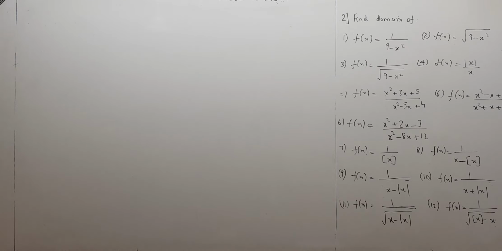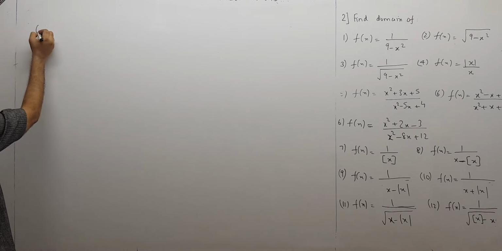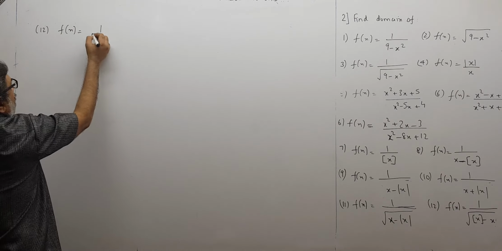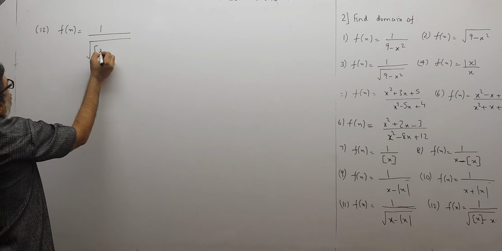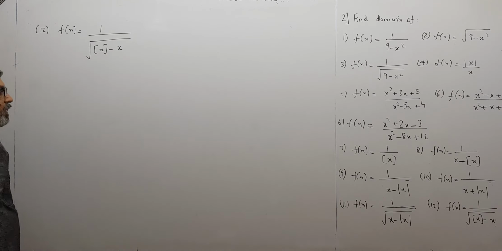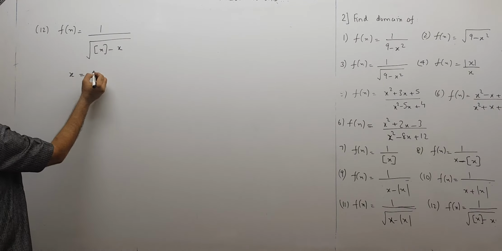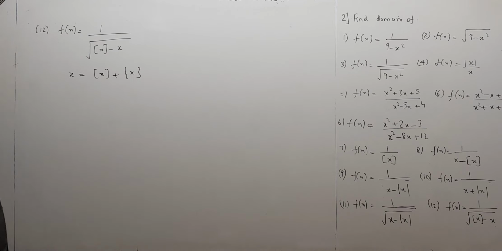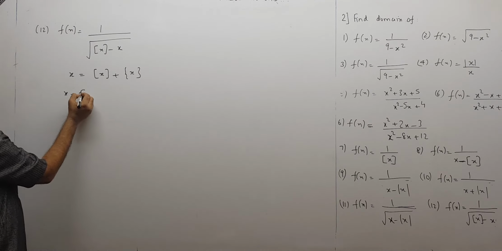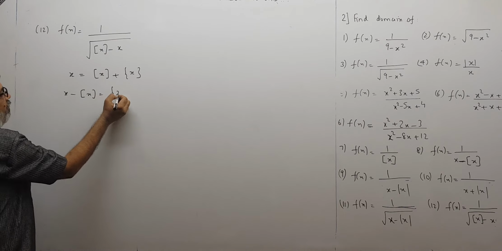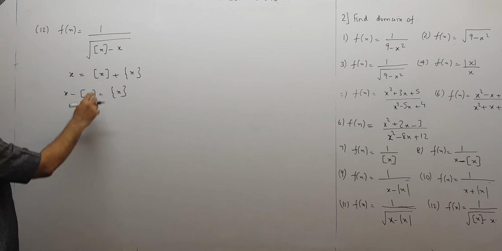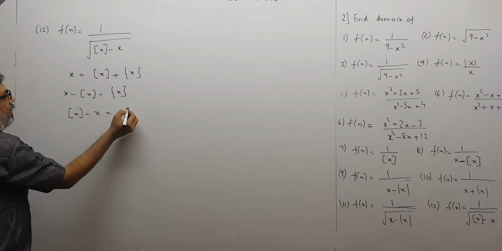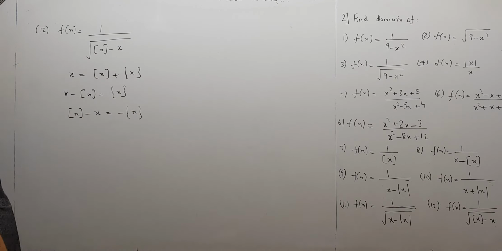Now see, the last one we have, children, that is the 12th sum. f(x) equal to 1 upon root of integer part of x minus x. Now children, we already know that x is equal to integer part of x plus fractional part of x. So therefore x minus integer part of x will be the fractional part of x. And this is integer x minus x. So we invert. So integer x minus x will become minus fractional part of x.